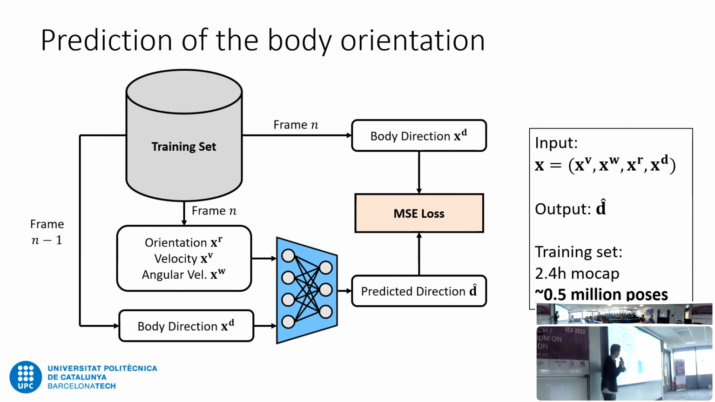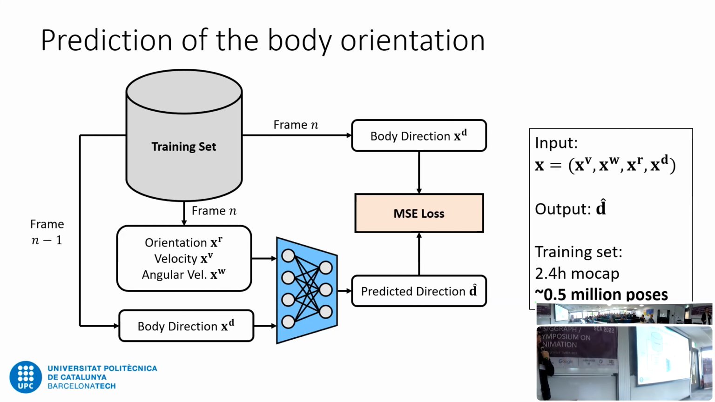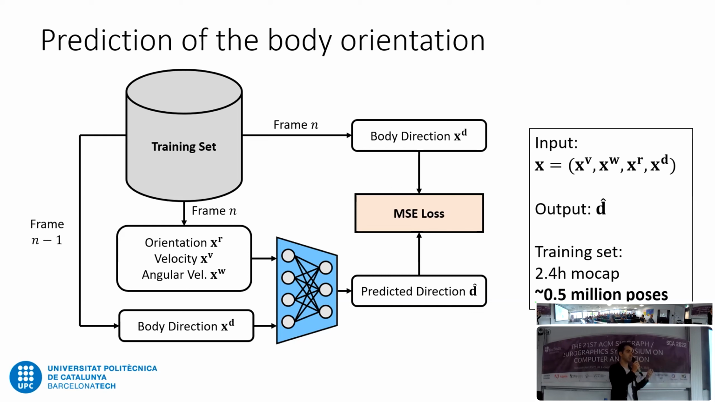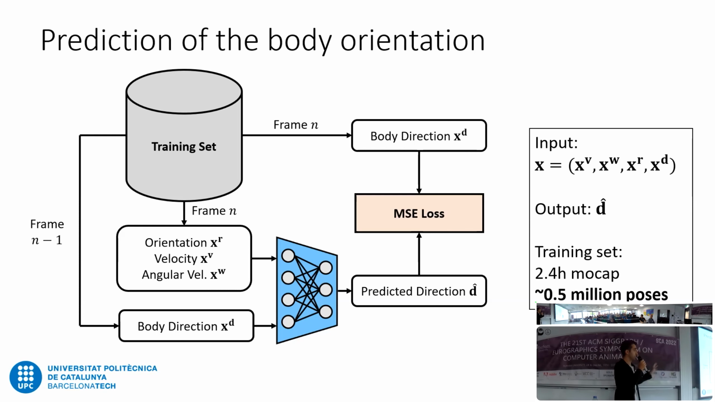But actually, to train the neural network, we don't do it like this, because the problem here is that this previous body direction is taken from the training set, so it's not predicted. So the neural network will only learn to copy the previous body direction into the predicted one, because in one frame the direction doesn't change that much.